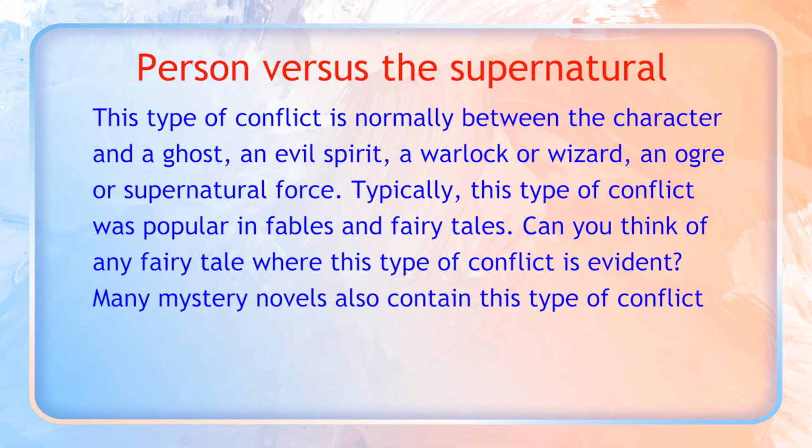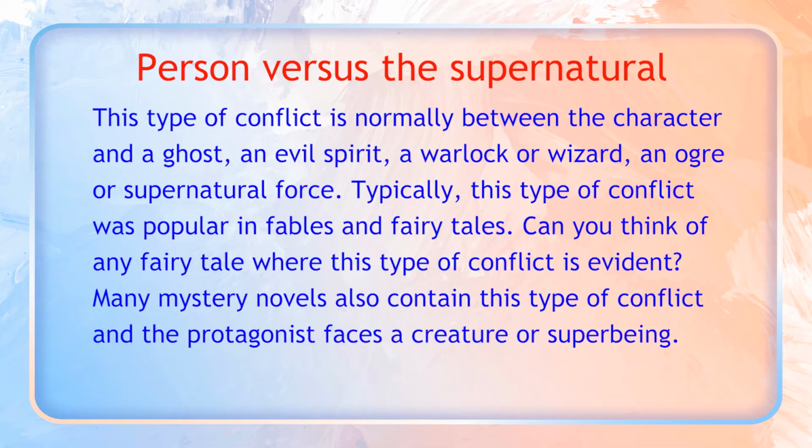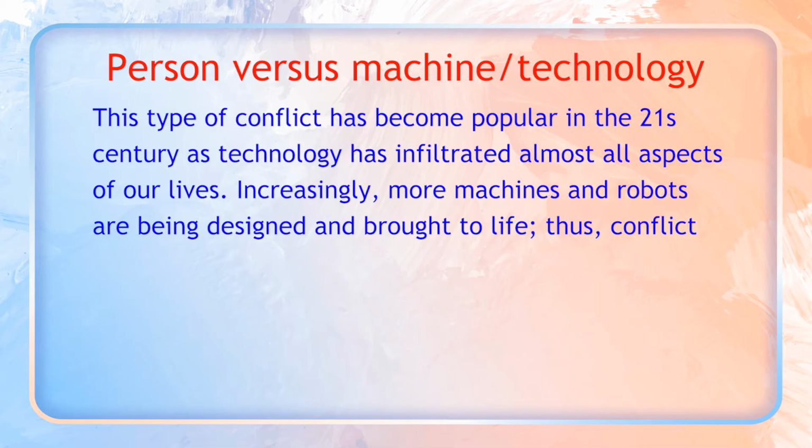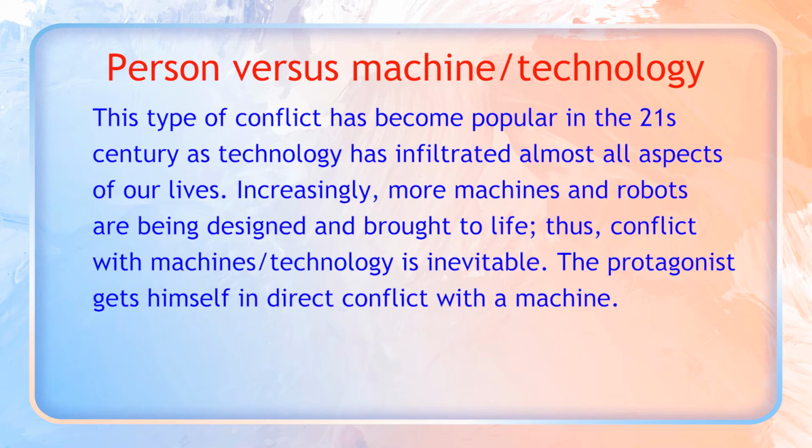Many mystery novels also contain this type of conflict, and the protagonist faces a creature or super being. Person versus machine or technology. This type of conflict has become popular in the 21st century as technology has infiltrated almost all aspects of our lives. Increasingly, more machines and robots are being designed and brought to life. Thus, conflict with machines or technology is inevitable. The protagonist gets himself in direct conflict with the machine.